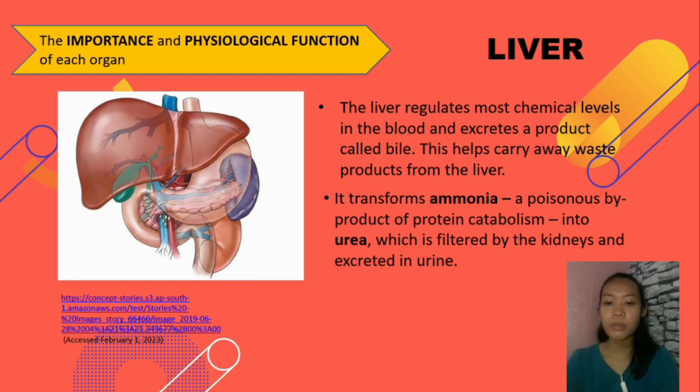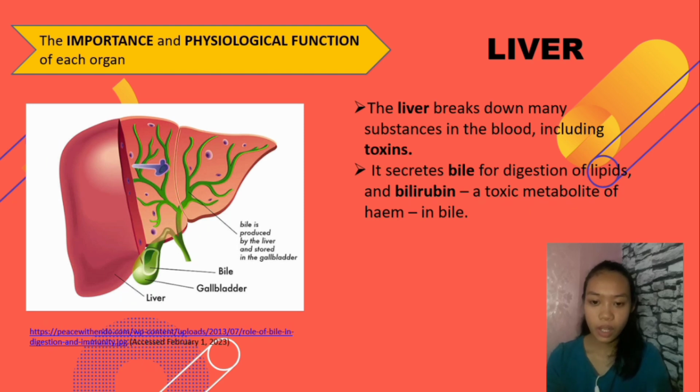It transforms ammonia, a poisonous byproduct of protein catabolism, into urea, which is filtered by the kidneys and excreted in urine. The liver breaks down many substances in the blood, including toxins, and also it secretes bile for digestion of lipids and bilirubin, a toxic metabolite of heme in bile.